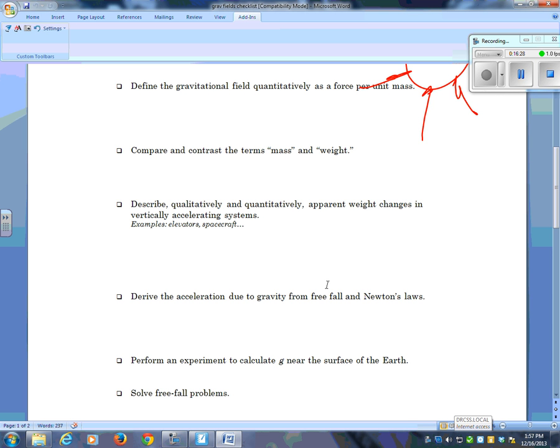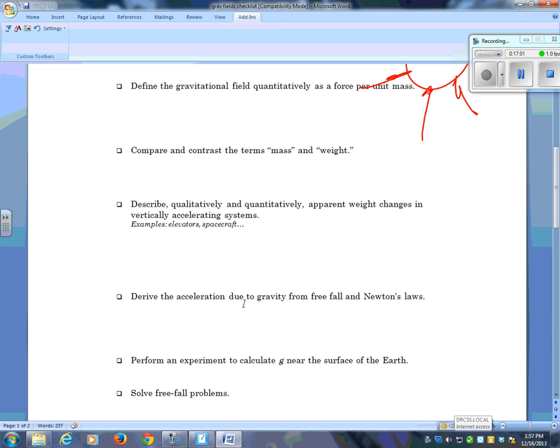Describe qualitatively and quantitatively apparent weight changes in vertically accelerating systems. In other words, do you understand how the person's weight changes as the helicopter or the elevator accelerates at the bottom, slows down at the top, and then sort of comes back down? Do you understand the weight differences? And can you do problems like that? We'll find out tomorrow.